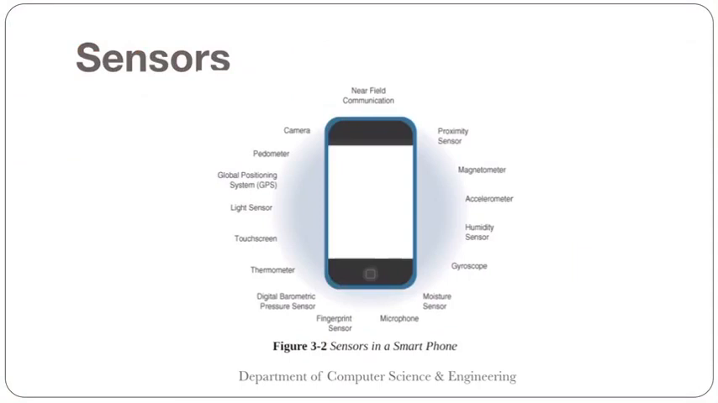So these are nothing but different sensors that we are already using. Pressure sensor, thermometer, touchscreen is again a sensor which is detecting our touch. Then we have different light sensors. GPS we have in our phone, cameras. So all these are different sensors we are already using.